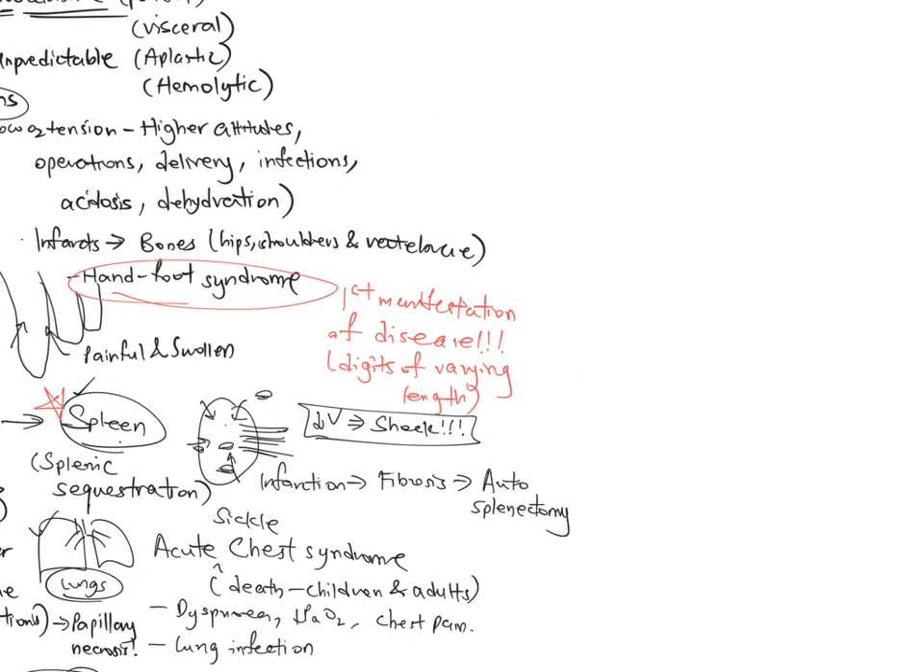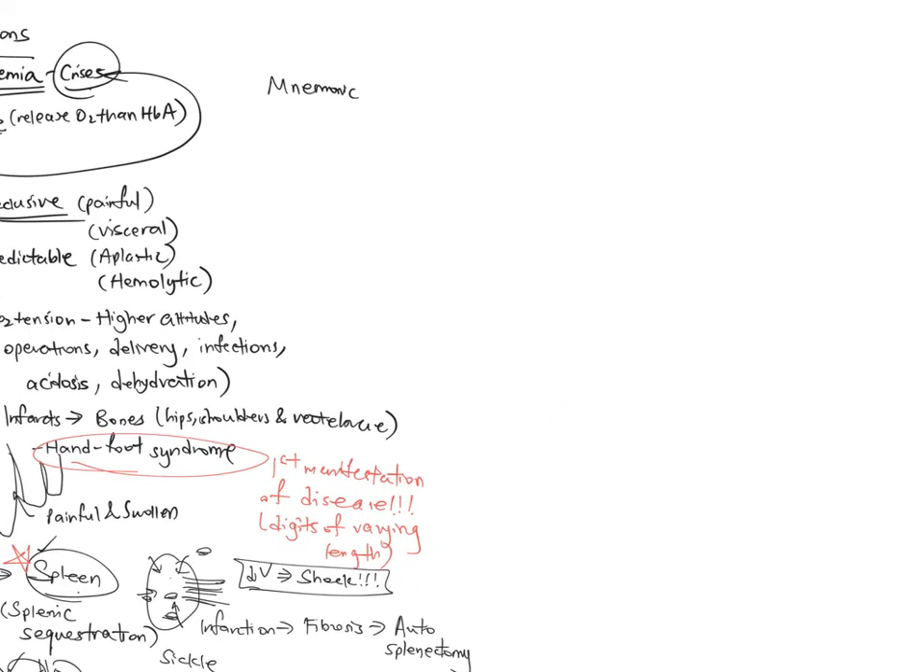And what I have here is a mnemonic I found online. It is given by the mnemonic SICKLE. The S stands for strokes, swelling of the hands, so dactylitis, and feet as well, and also spleen issues. So splenic sequestration.